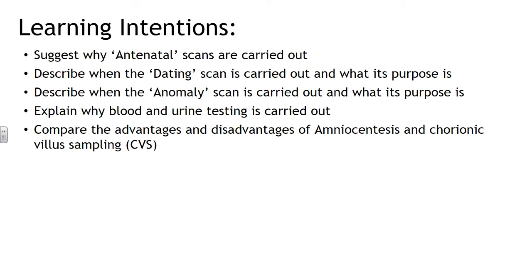The advantages and disadvantages of amniocentesis and chorionic villus sampling. Amniocentesis, you have to wait a little bit longer to have it, but it's less likely to cause a miscarriage. And chorionic villus sampling, you can do it earlier, but it's more invasive, so more likely to cause a miscarriage. Hopefully that made sense. If it doesn't, please do ask for further information.